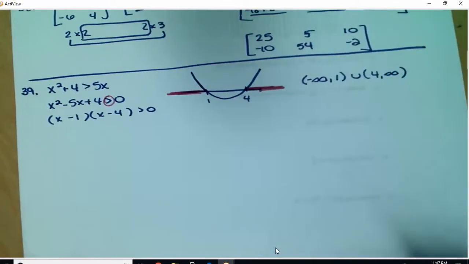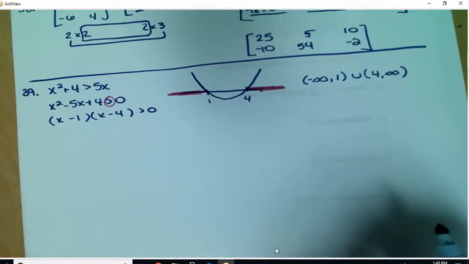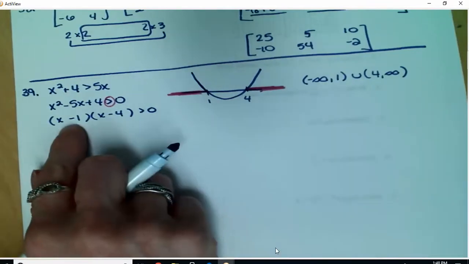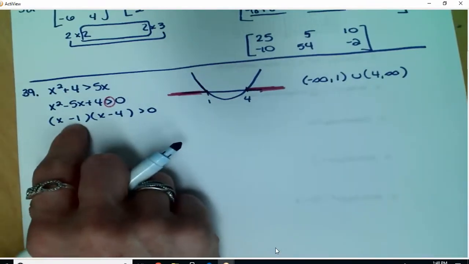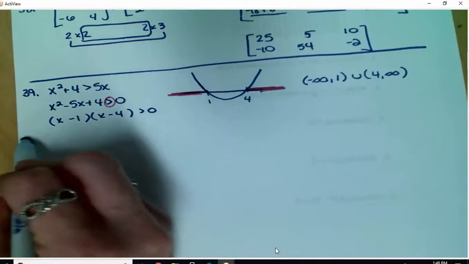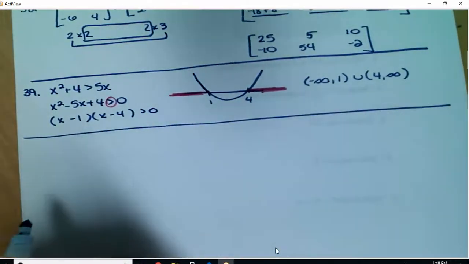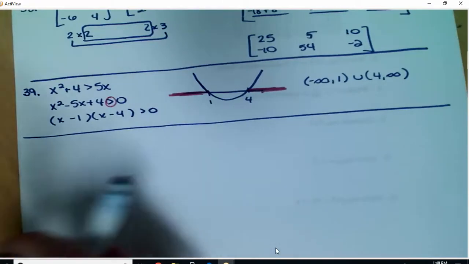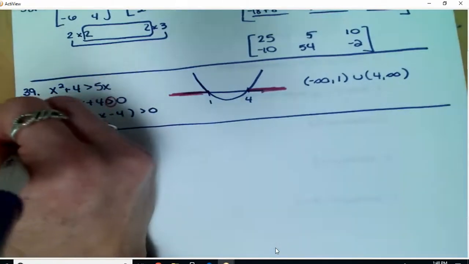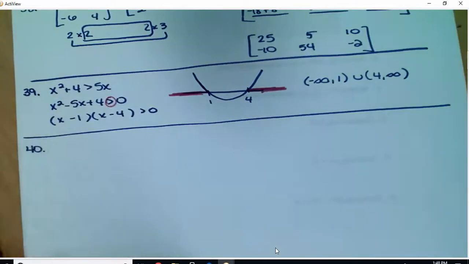4 to infinity. Yes? Why is it positive 1 and 4? Because x equals positive 1 plus that equals. Okay. Other questions here? 40.